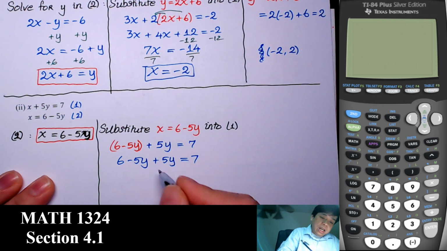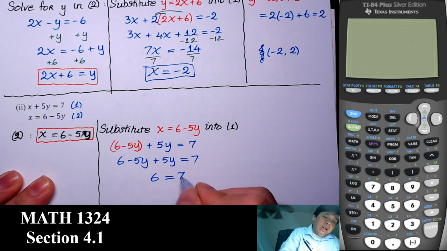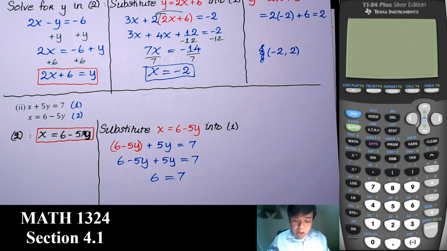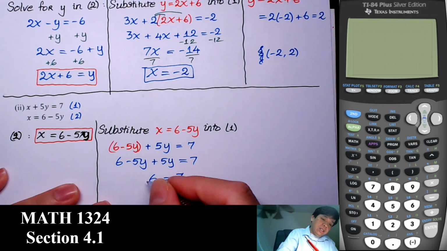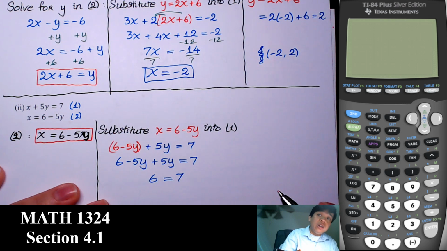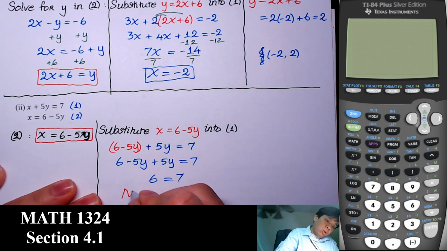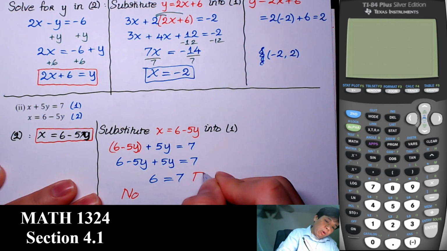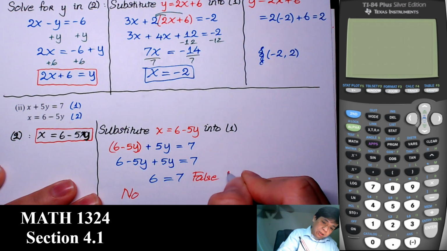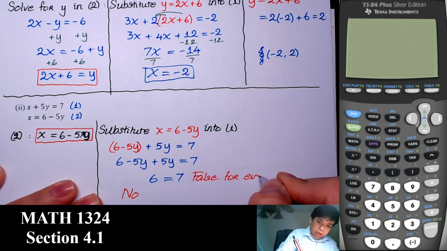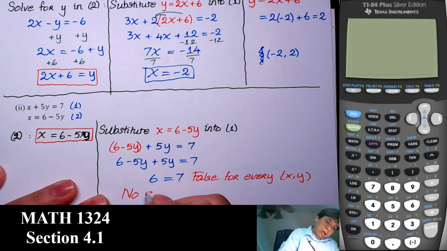5y and 5y cancel out, we have 6 equal to 7. Of course this is not possible, so in that case there's no x and y that satisfy the equation, so we say no solution, because this fails for every x and y. So we have no solution.